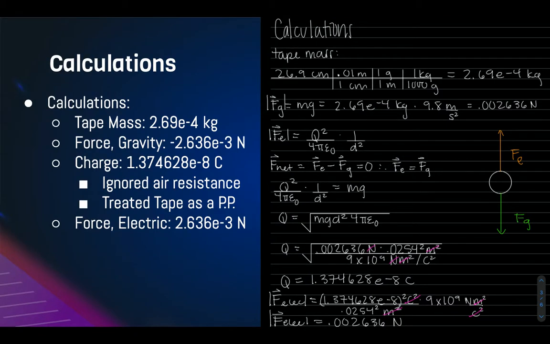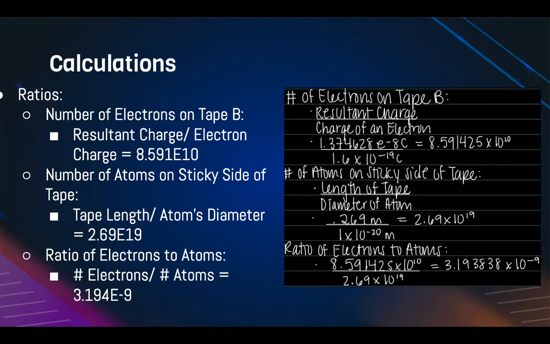Notice that the gravitational force and the electric force have the same magnitude, which makes sense since the net force on the tape is zero. And when I was calculating charge, I used the knowledge that the electric force was equal to the gravitational force to be able to manipulate the equation to get charge by itself. And I ignored air resistance and treated the tape as a point particle. So here are the ratios that I was asked to calculate.